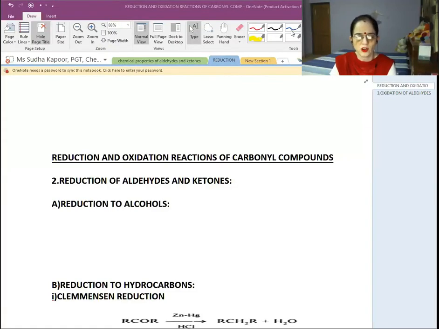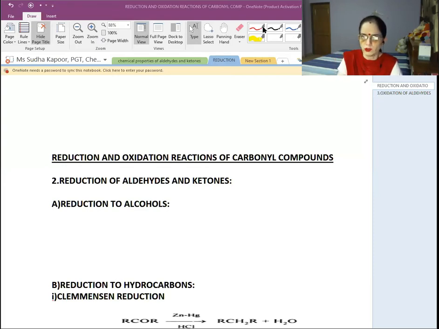Dear children, we are now on lecture 6 of our lesson, Aldehydes, Ketones and Carboxylic Acids. We did the chemical properties of aldehydes and ketones in lecture 5. It was started in lecture 5, and we did nucleophilic addition reaction, followed by nucleophilic addition and elimination reaction.